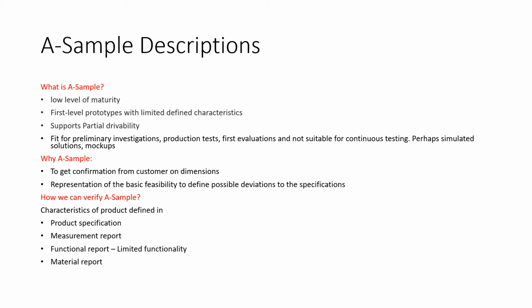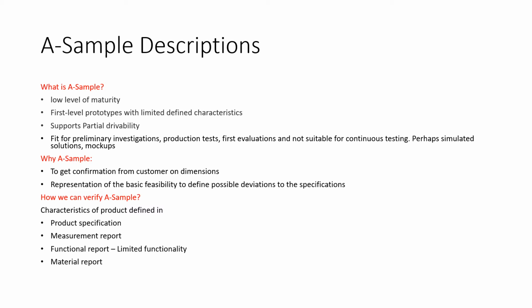And why do you require this A sample? To get confirmation from your customer on the product dimensions, and representation of the basic feasibility to define possible deviations to the specification. So you will have a set of characteristics in the product specification, right? So you verify whether there is any deviation with respect to it, and with what document reference you can say it is deviated.